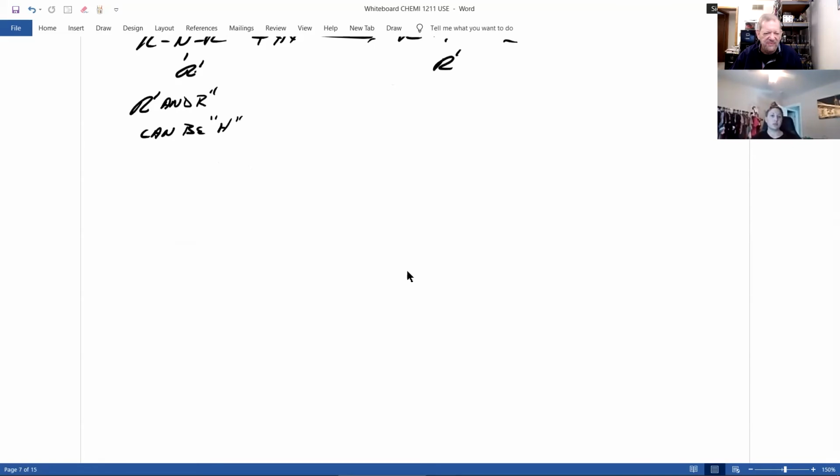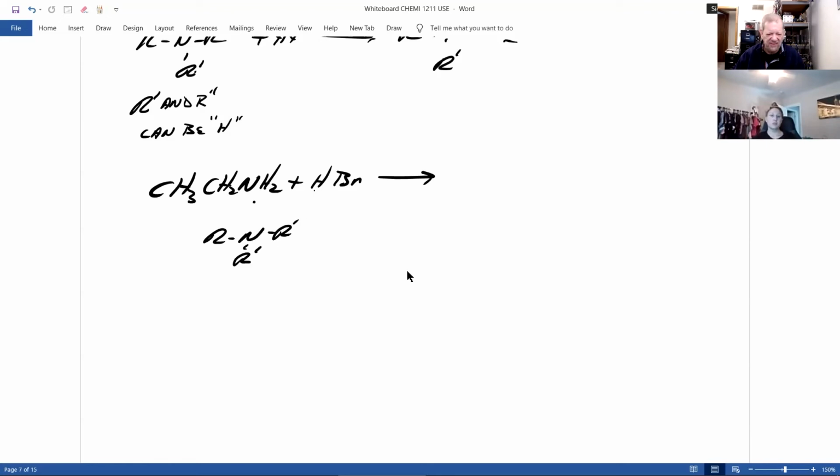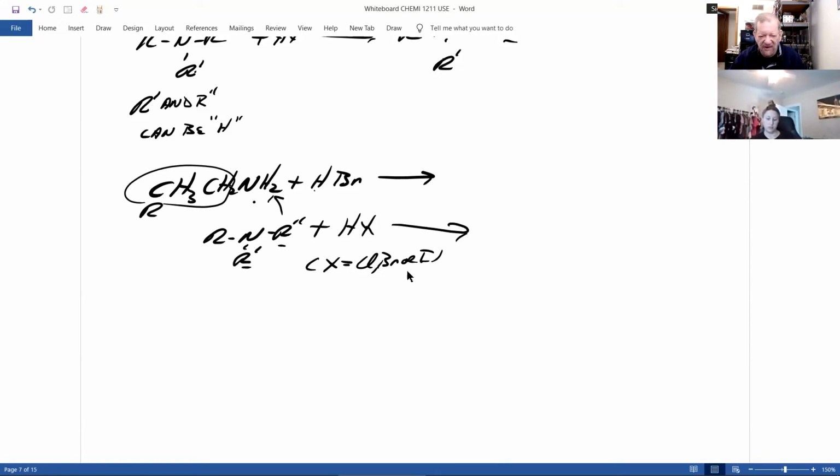So let's take a look at this. And here, if you have, what is this? Oh, it's a primary amine, but it could have been a secondary amine. Here, R prime and R double prime are hydrogen. This is my R group. Oh, HX. Remember, X can be chlorine. In this case, it's bromine or iodine. And this is a straightforward acid-base reaction, proton transfer, and you made an amine salt.